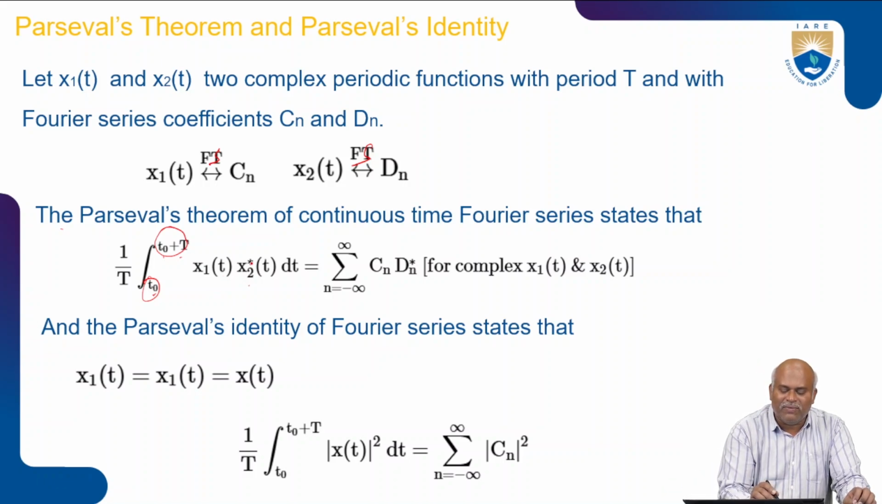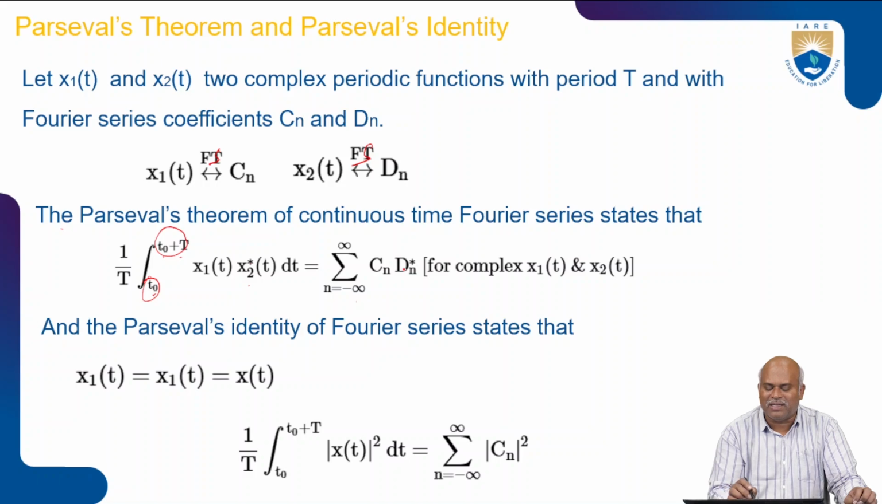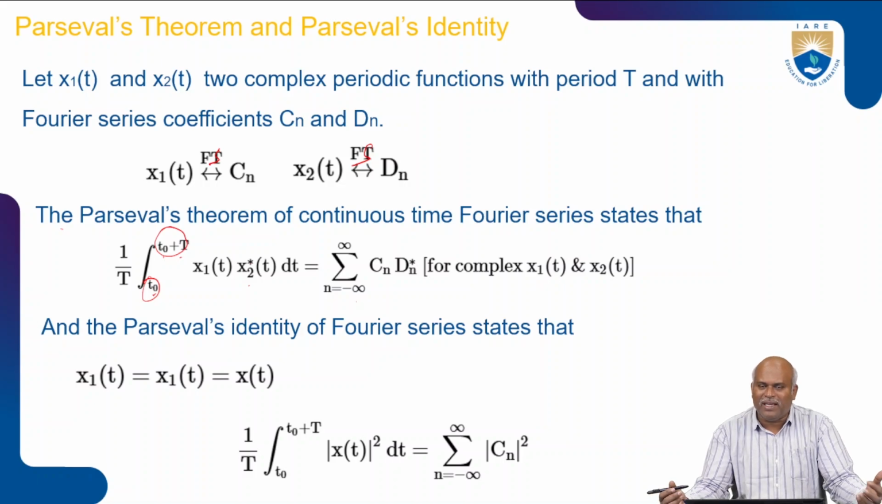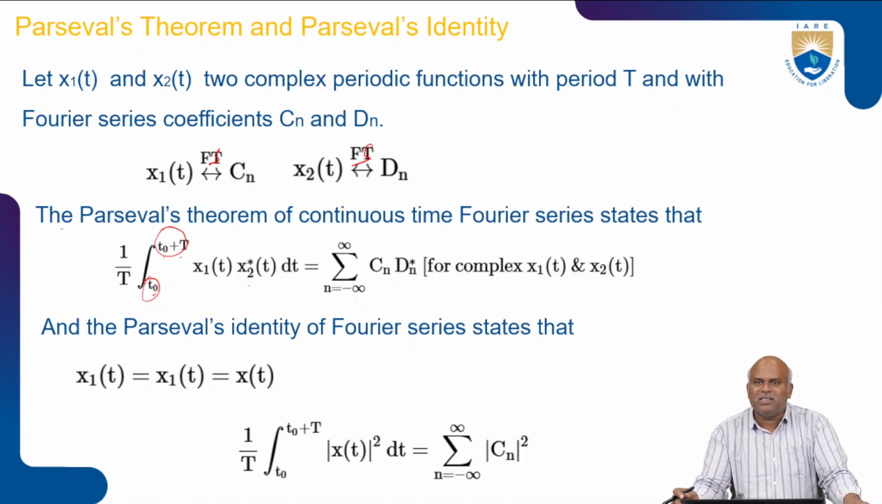x1 of t into the complex conjugate of x2 of t dt is equal to the summation of n equal to minus infinity to plus infinity of c of n d of n star. For the complex conjugate, we can take either x1 of t or x2 of t. So this represents the Parseval statement.